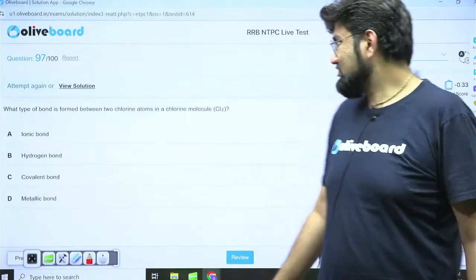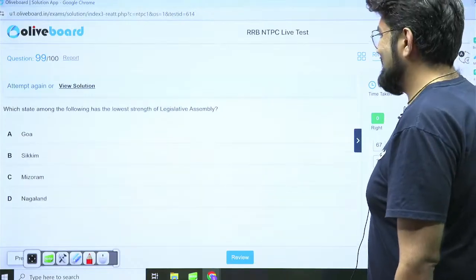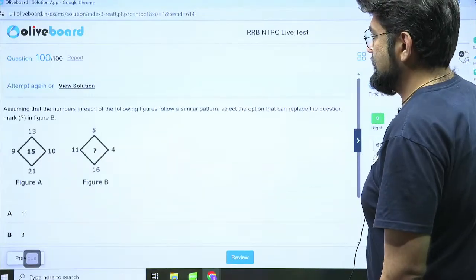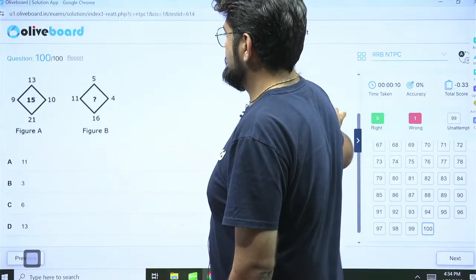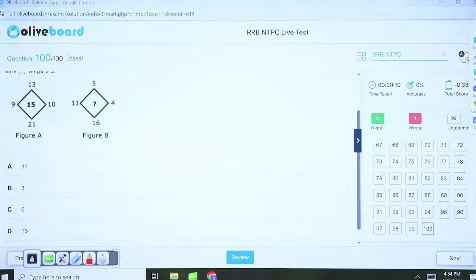97, 98, 99, 100. Missing numbers. Eleven and 4. So we can say 6 and 12.